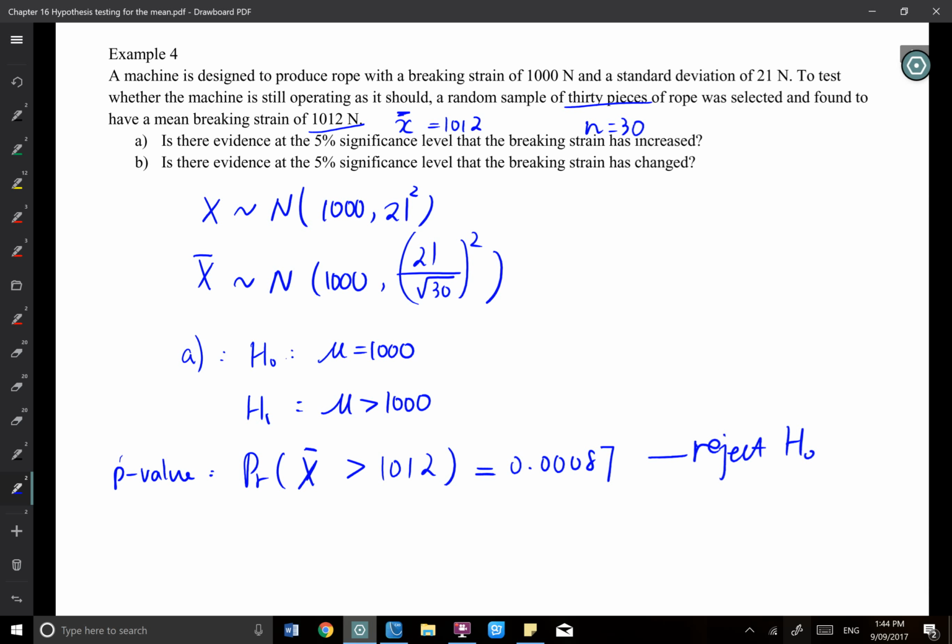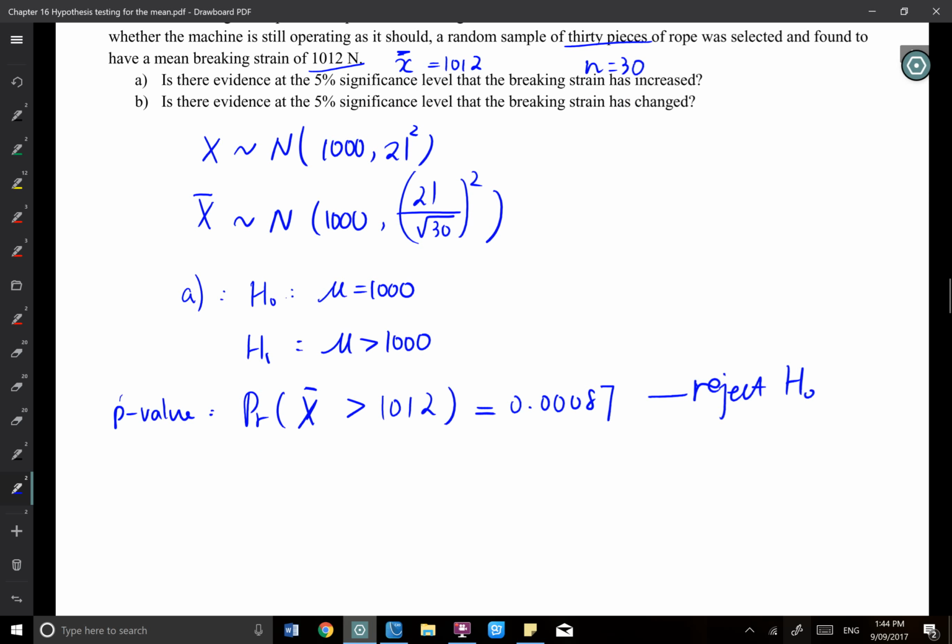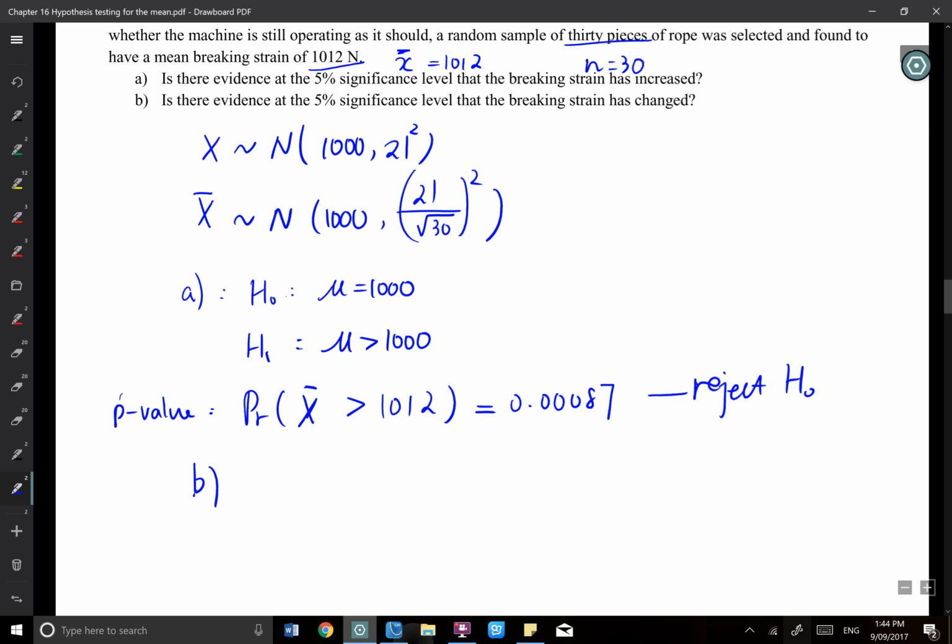Yes? The p-value needs to be small, okay? The smaller the p-value, the stronger the evidence I have to reject H0. Okay? Okay, part B. That's what we learned last lesson. For B.